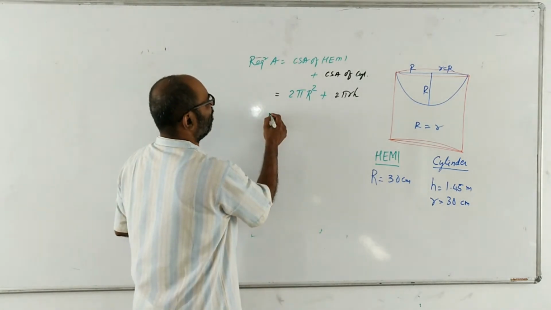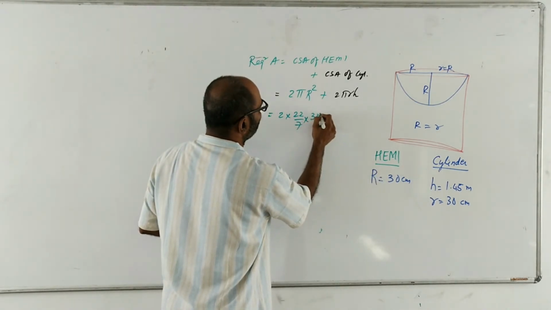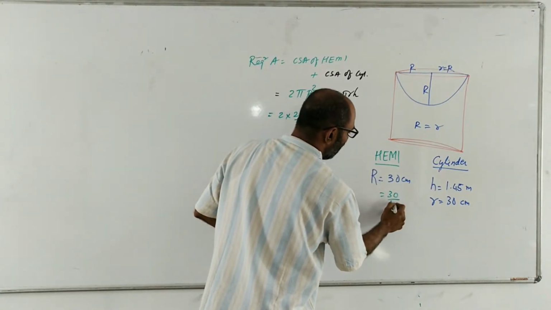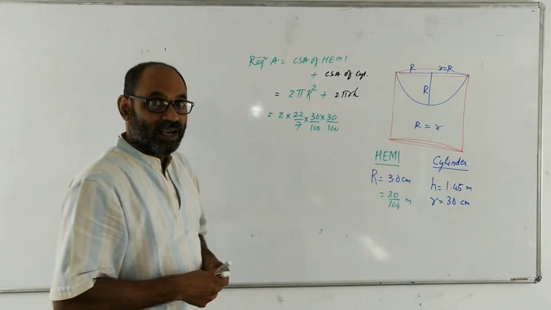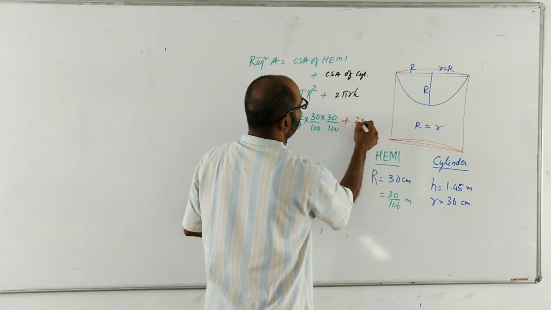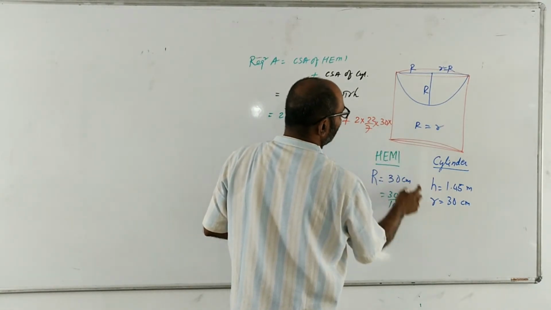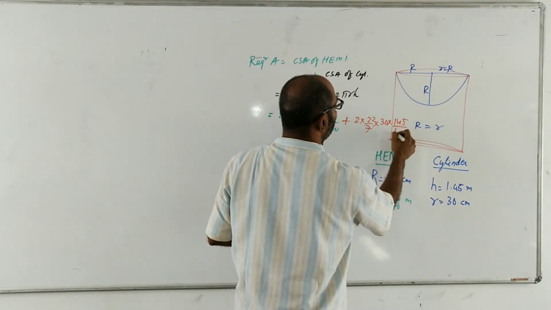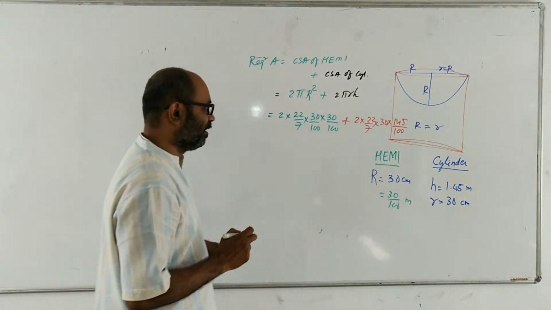Chaliye. Well, 2 into 22 upon 7, capital R, 30 into 30. Should I convert into meter? 30 upon 100 meter. So 30 upon 100 into 30 upon 100. I've converted into meter. Alright. Plus 2 into 22 upon 7, small r, that is 30, and h, 1.45. वो मीटर में कन्वर्ट किया. So yeah, decimal ही रहेगा 1.45. I remove the decimal, so upon 100.